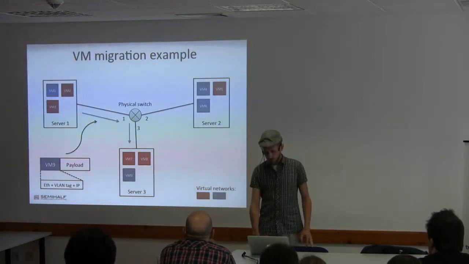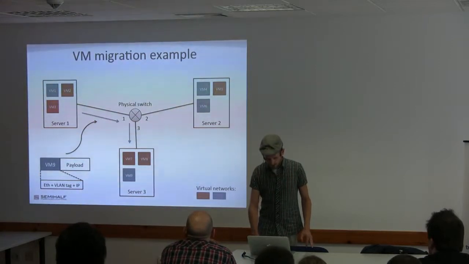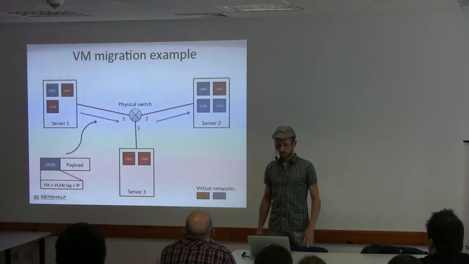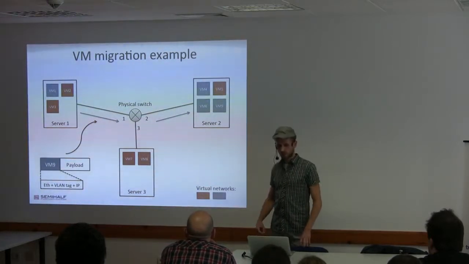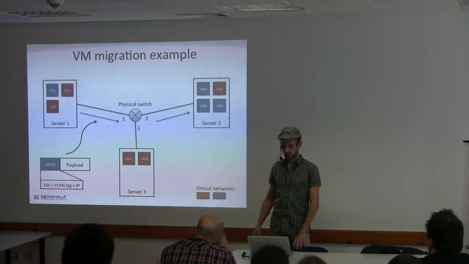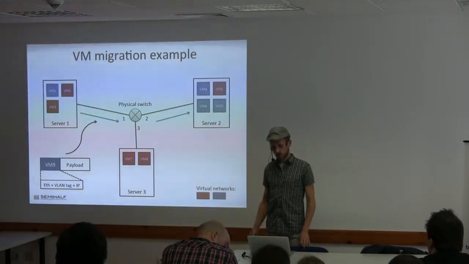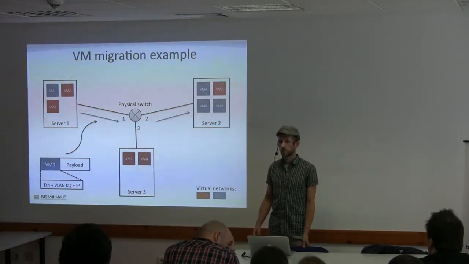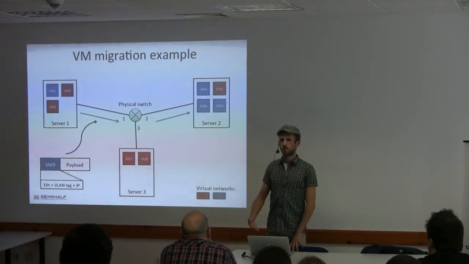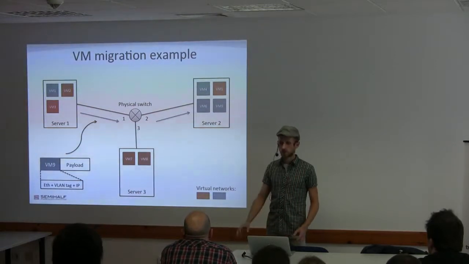The problem is when the VM9 migrates from server 3 to server 2. Then the switch no longer has to forward packets for VM9 to port 3, but it has to forward them to port 2. So somehow it has to know that this migration has happened.